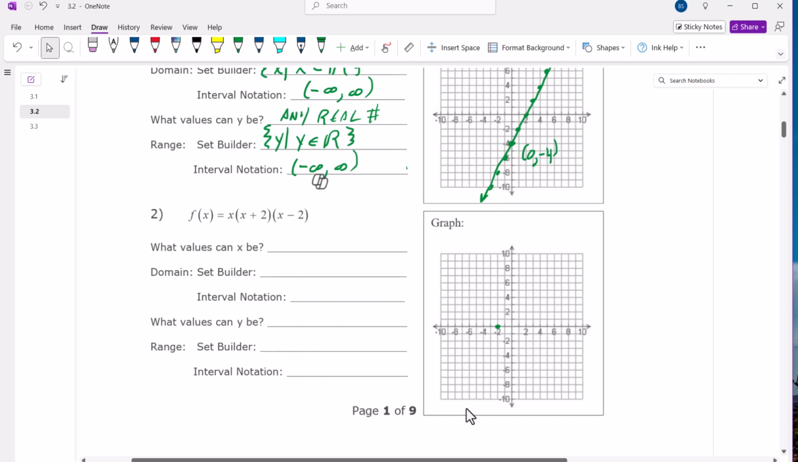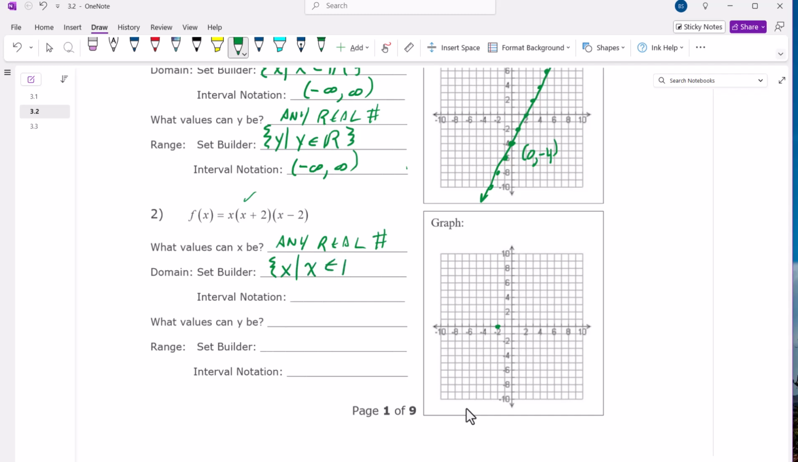Okay, number 2. This is something you'll usually learn a little bit about in college algebra. Before we graph this, let's just think about it. Basically, x could be anything because you can add 2 to any number, you can subtract 2, you can multiply numbers. So x can be any real number again. We say set of x such that x is a real number, using that double bar to represent that. Then in interval notation, you can say -infinity to infinity.